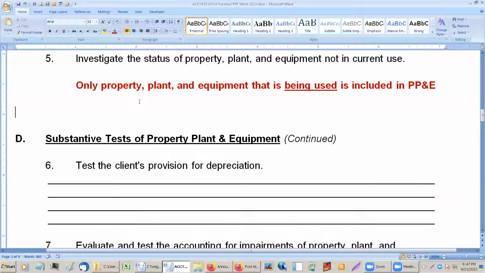So property, plant, and equipment: if it's not being used, it can't go in property, plant, and equipment. The natural question after that is to say, well, where does it go? If it can't be in property, plant, and equipment, where do you put it? And usually, if it's property that's not being used, usually land, usually that will be carried in the investments category. It's the unused.